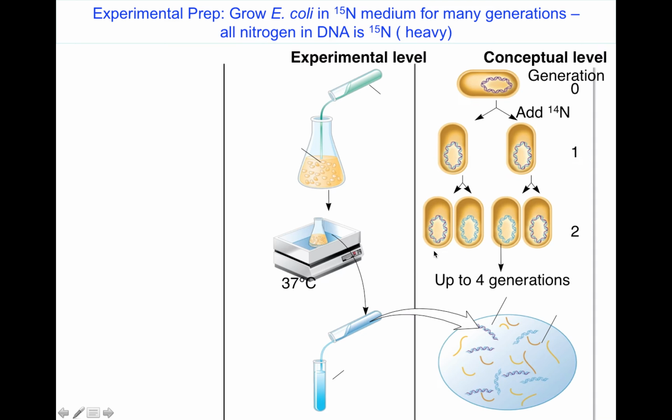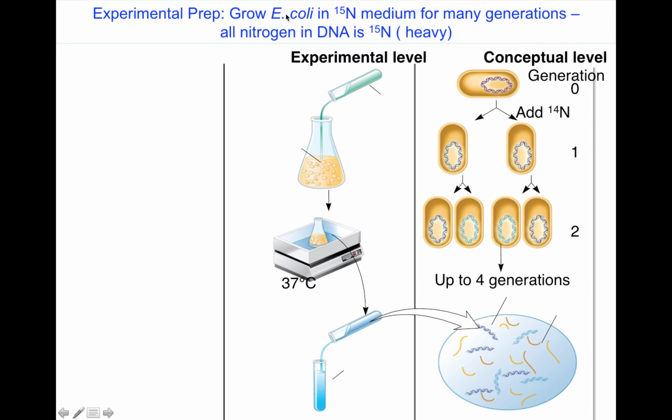So this is their experimental design. The key to their experiment was that they used two different isotopes of nitrogen. Normal, every run-of-the-mill nitrogen is N14, okay? But you can also make a heavy isotope of nitrogen, N15.